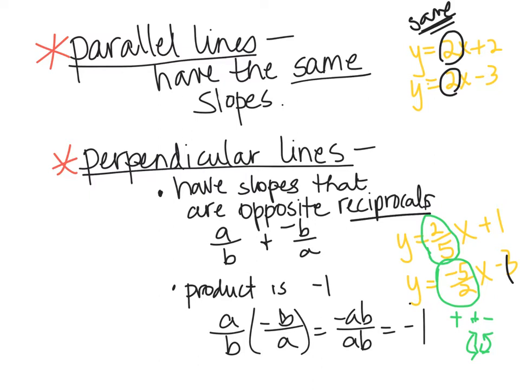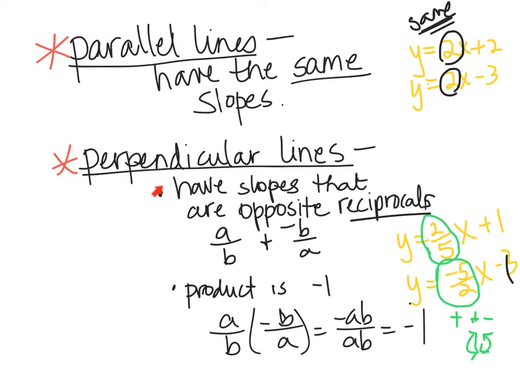So first of all, remember that parallel lines have the same slopes, okay? So here's two equations. Both of them have a slope of 2. They're the same. So that means these two lines would be parallel. They have the same slope but different y-intercepts.